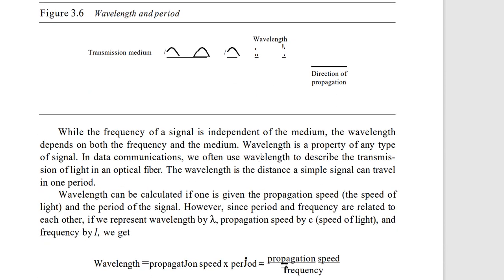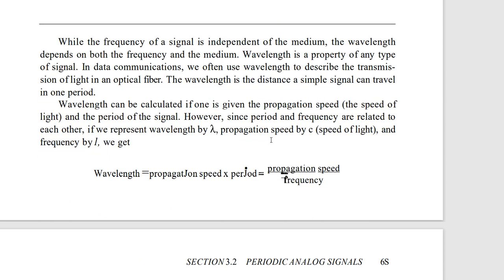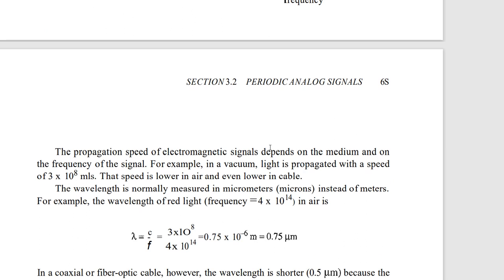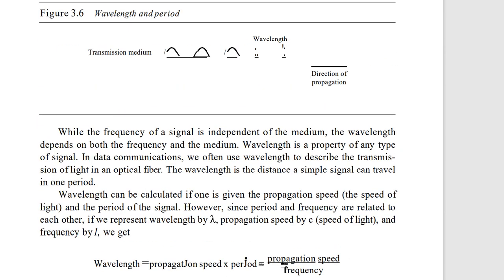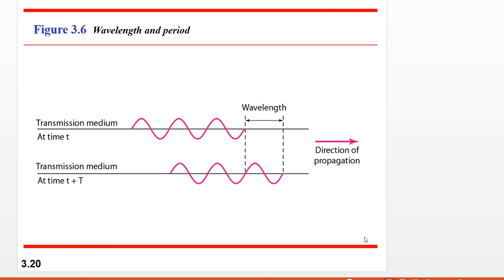For that there is a formula, represented by lambda. Wavelength is equal to the propagation speed of the wave or signal multiplied by the period, or you can write the wavelength formula as propagation speed divided by frequency. One wavelength is given here. It is not that important right now, just to understand the concept of wavelength. If you see the diagram, this is a wavelength of the sine wave. They have also shown the direction of propagation, time, the transmission medium and so on.